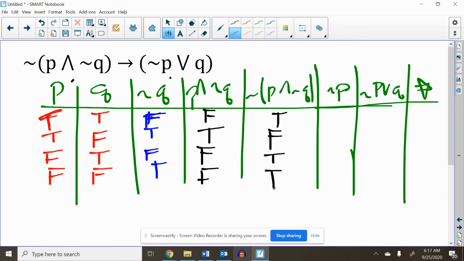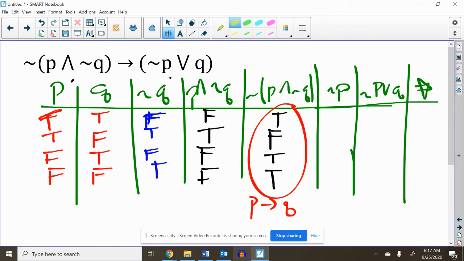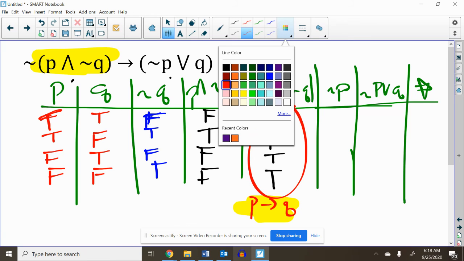Hey, let me take a time out here. What does this column look like? Have you seen that before? This looks like it is the same as P implies Q. So what that tells me is that this expression here is logically equivalent to P implies Q. Not that that has anything to do with this problem. I just thought that was interesting. It might be a foreshadow of things to come.